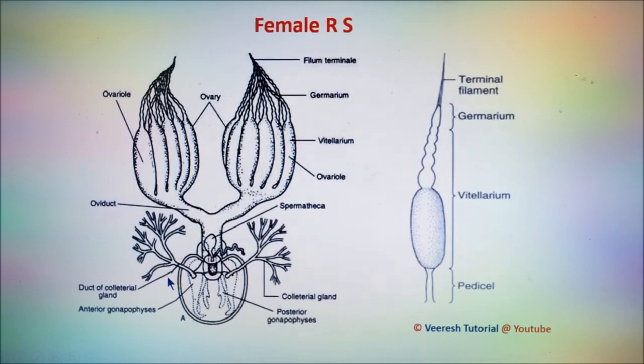Apart from that, a pair of accessory glands are present. Accessory glands are also called collateral glands. These collateral glands secrete sticky substances, which are used for adhering the eggs to the substratum. In the female reproductive system, the ovaries are mesodermal in origin, as are the testes in males. Here the spermatheca and accessory glands are ectodermal in origin. That's why the reproductive system is both ectodermal and mesodermal in origin.